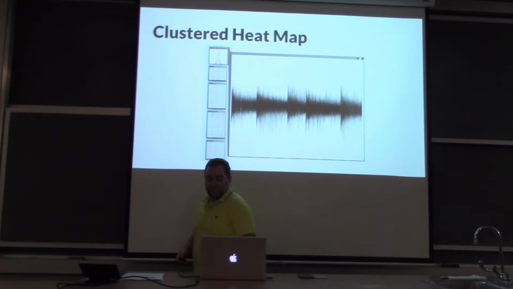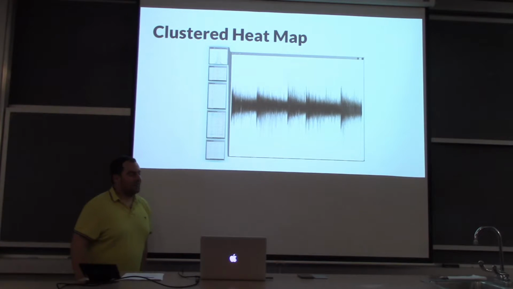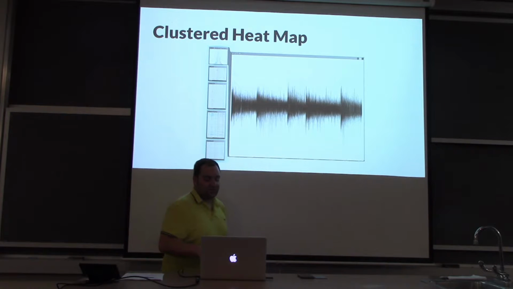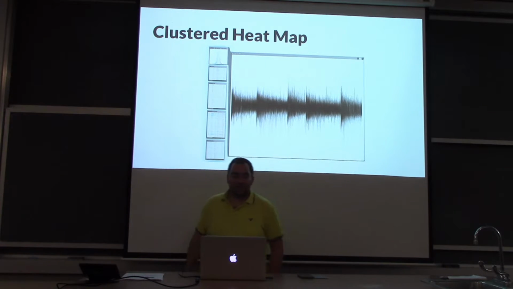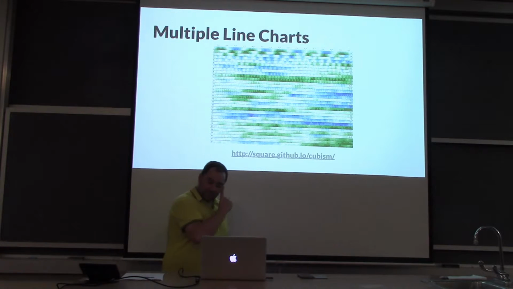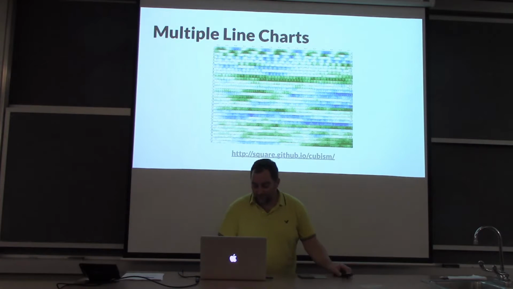If you try to do this with parallel coordinates, you're basically only getting a very messy picture. You can see some of these boundaries between the clusters, but they're not very easy to spot. So the scalability of heat maps is unsurpassed. You could also do multiple line charts.